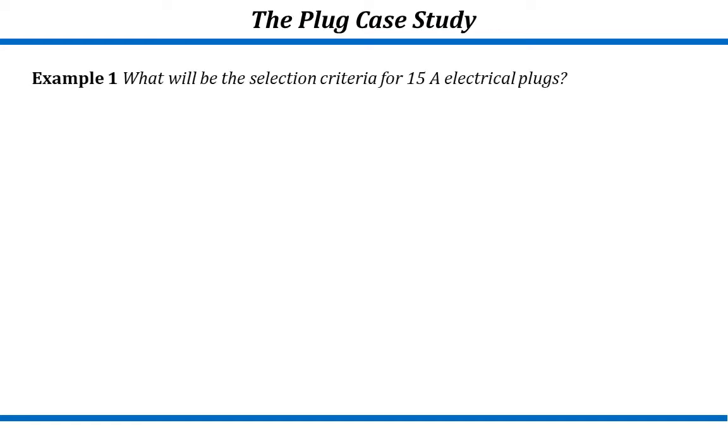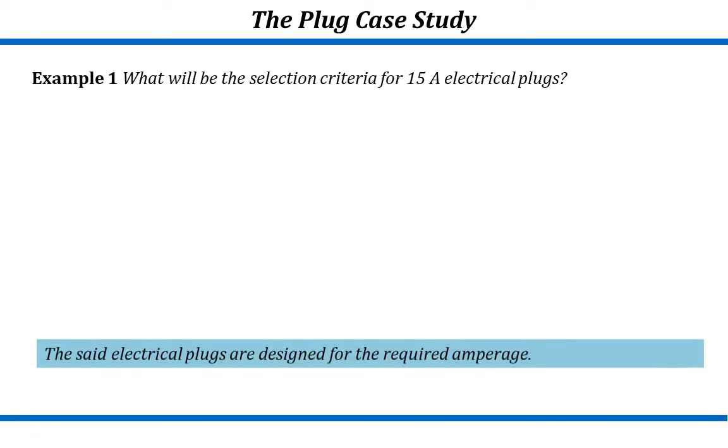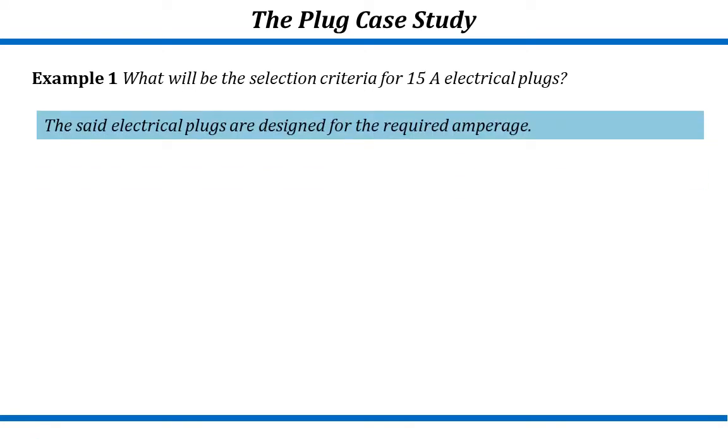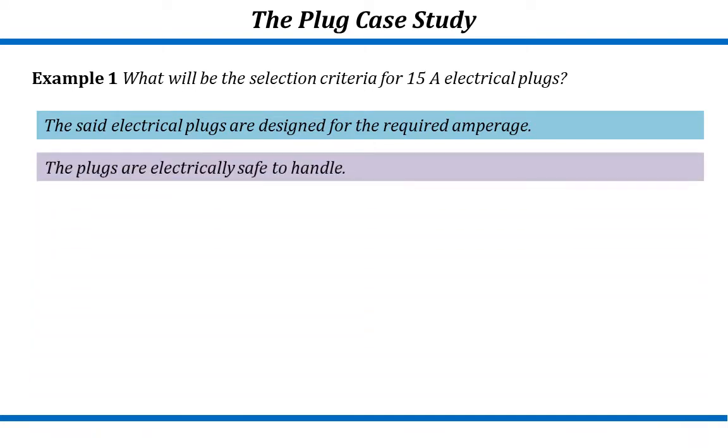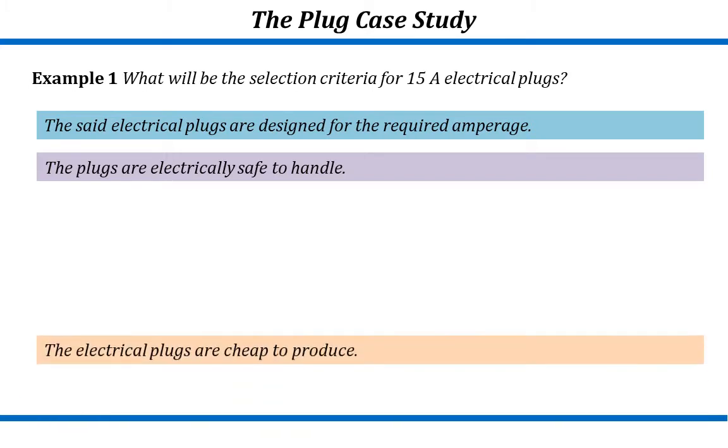Let's discuss a case study of a plug. What will be the selection criteria for 15 ampere electrical plugs? The first one is that the electrical plugs are designed for the required amperage. The plugs are electrically safe to handle, meaning the insulating material has to be there in order to prevent it from conducting electricity.